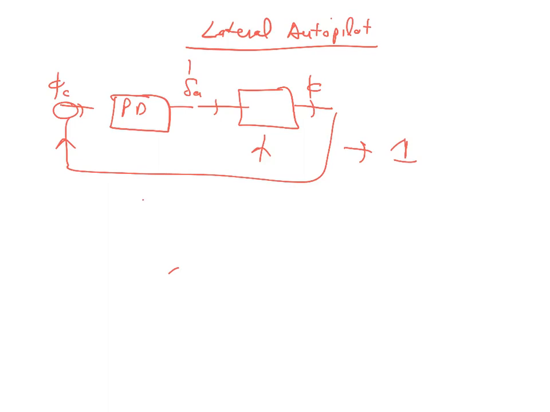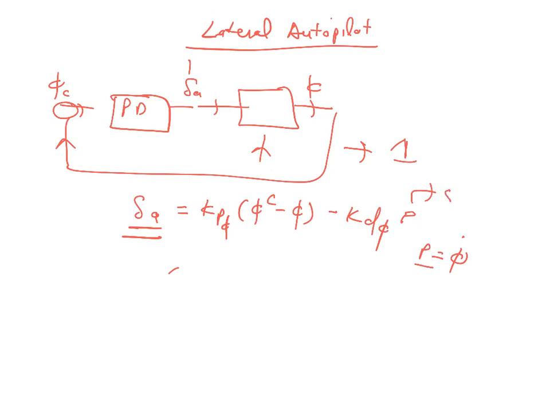Delta A will be Kp phi times (phi commanded minus phi) minus Kd phi times p. So that's your aileron input. This p is basically equal to phi dot, your roll rate, and it is coming from the S function. So you can compute delta A from there.